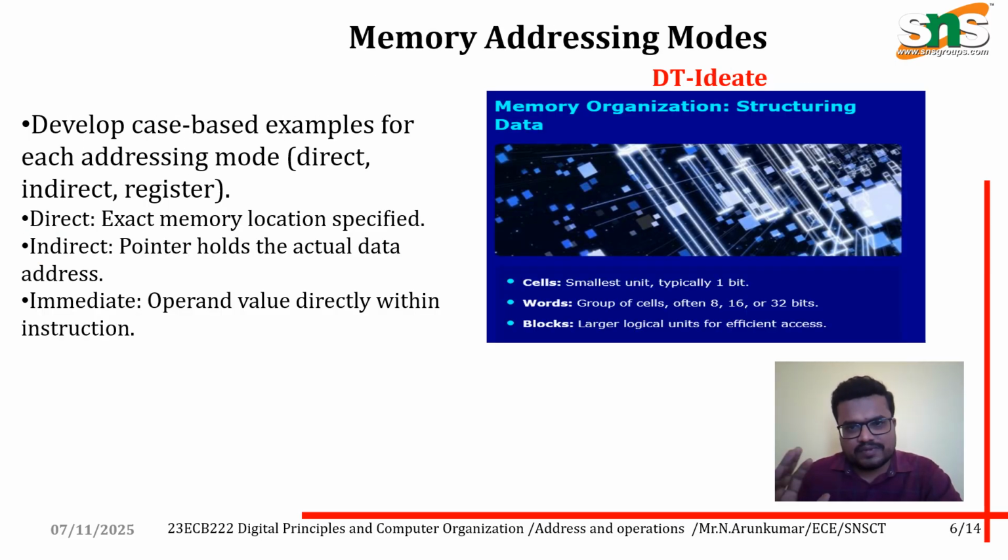And next one is memory addressing modes. Here the following addressing modes are used to fetch the data towards the destination. Here a few examples are given about the memory addressing modes. First one is direct, indirect, and immediate addressing modes. Direct means exact memory location, indirect means pointing to the particular location, and immediate means the operand value is directly within the instruction.